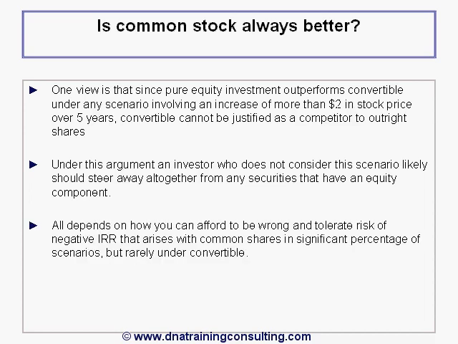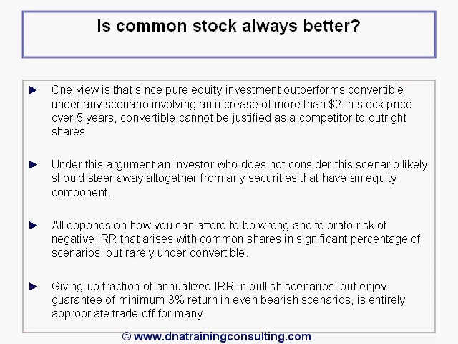Perhaps it really all depends on how much the investor can afford to be wrong, and specifically how much she can tolerate the risk of a negative IRR that arises under the pure equity investment in a significant percentage of scenarios, but almost never under the convertible. To give up only a fraction of the annualized IRR in very bullish scenarios, while enjoying a guarantee of a minimum 3% annualized return in even some very bearish scenarios, may seem for many entirely appropriate as a trade-off.